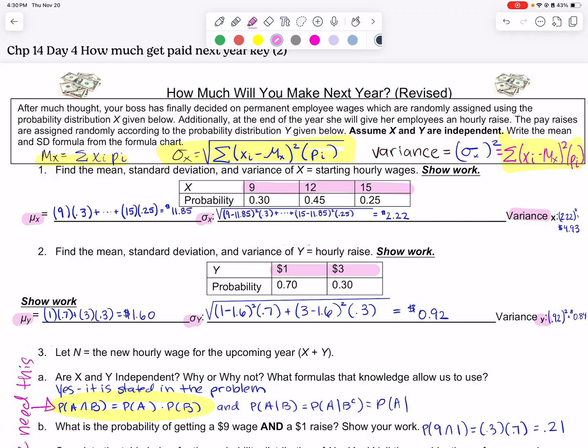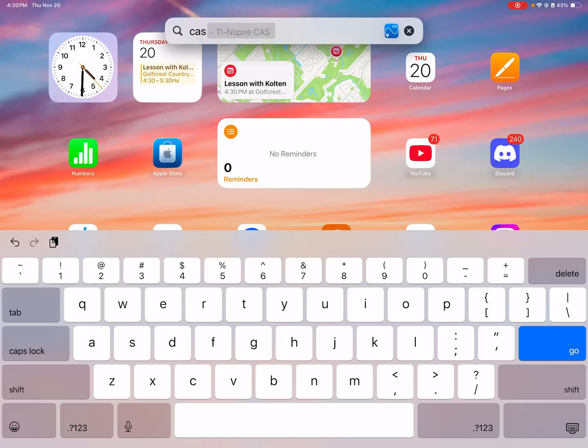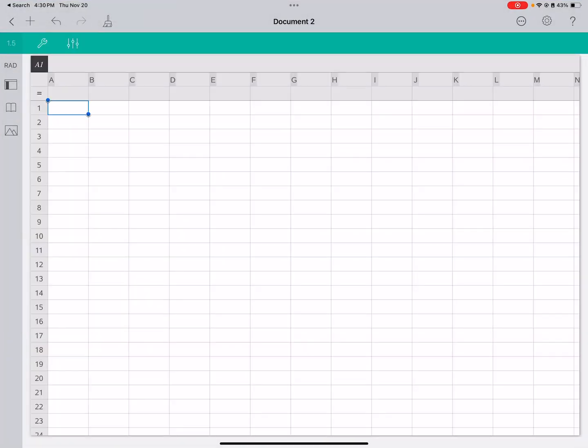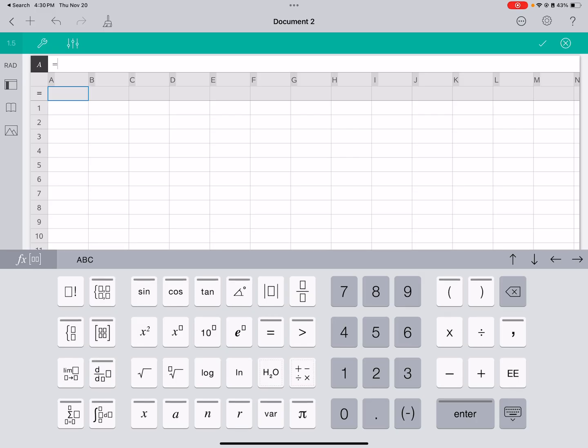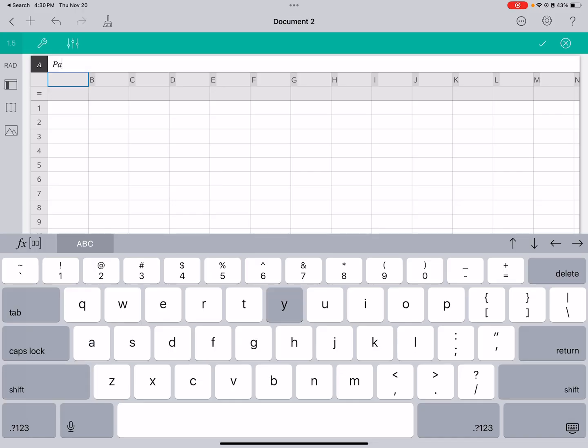So the first thing that I did is I went ahead and put it in the calculator. I'm just going to put the first one in the calculator for you just in case you don't remember how to do it. So let's open up our calculator. So I'll go back to our CAS. And you're going to add a list and spreadsheet. And so I'm going to put here, you got to label it. So I'm just going to put pay for my salary.